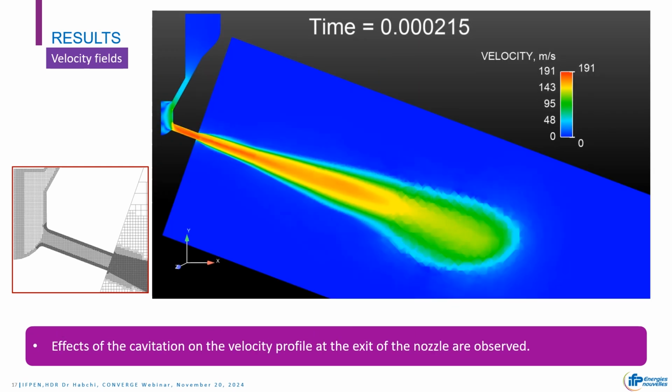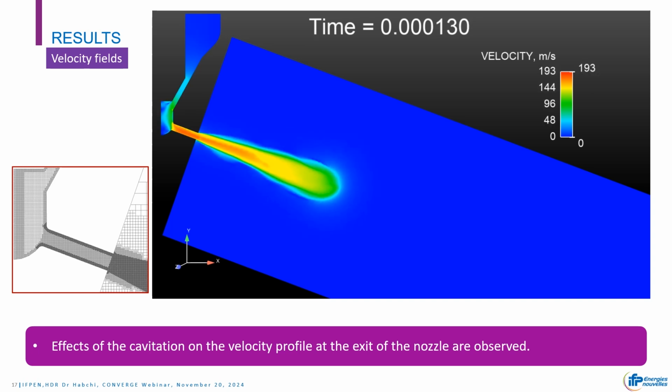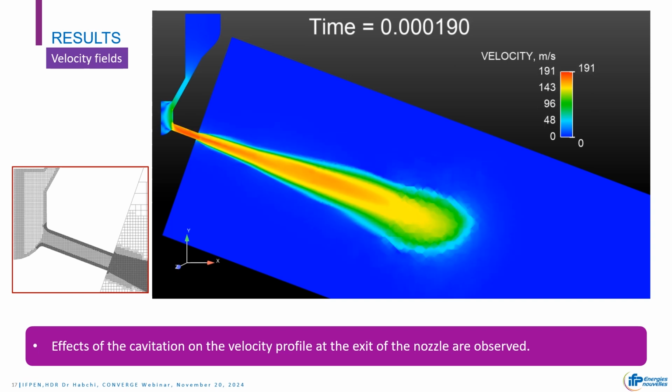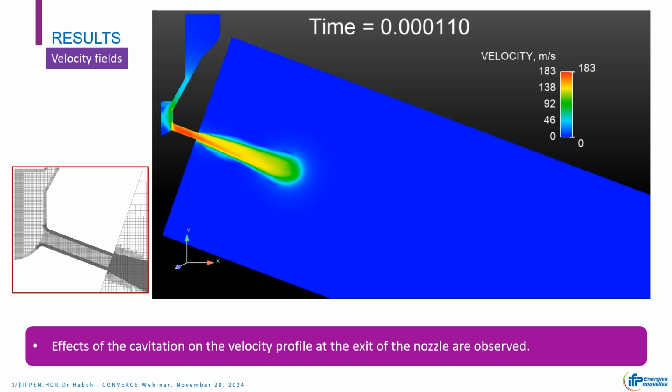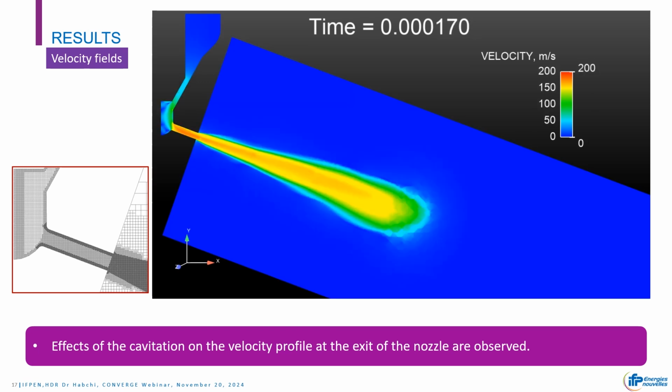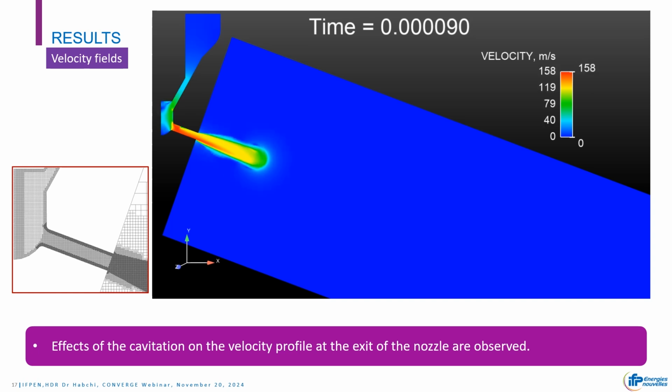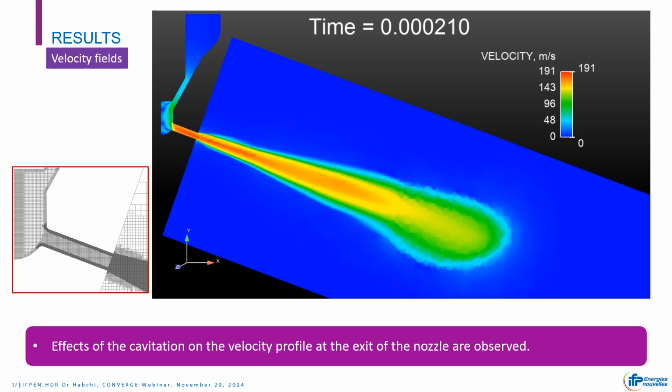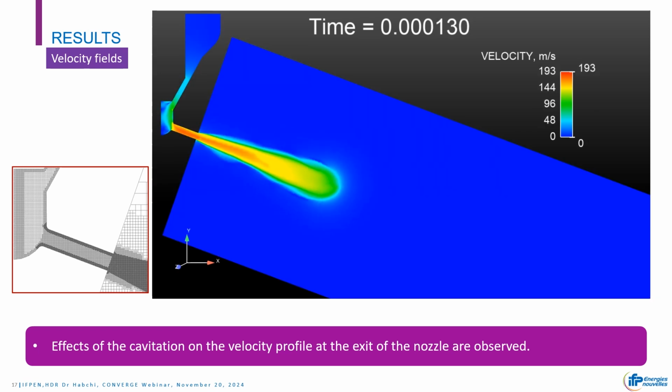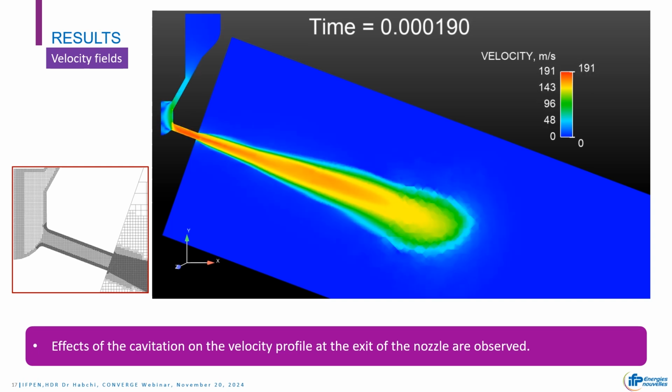Here is presented the velocity, and if we focus our attention on the exit, we can see that the profile is not flat, and this proves that the cavitation is affecting the jet, and that the computation of the in-nozzle flow is necessary in this case to compute the injection and the right mixing.